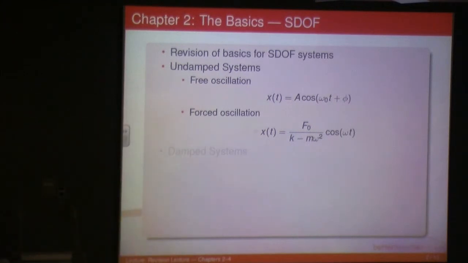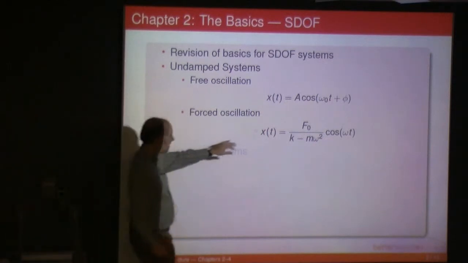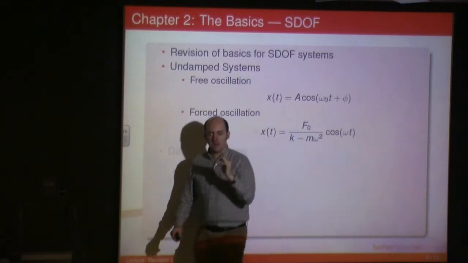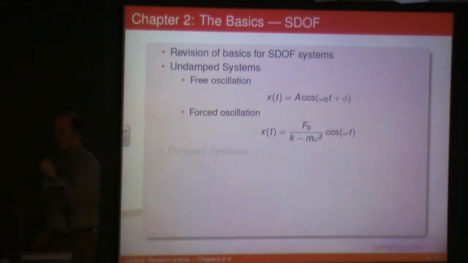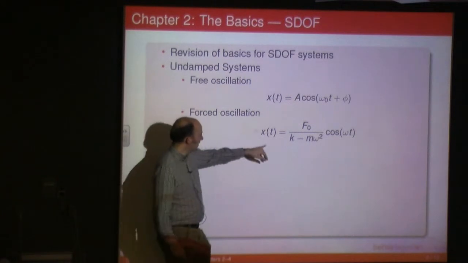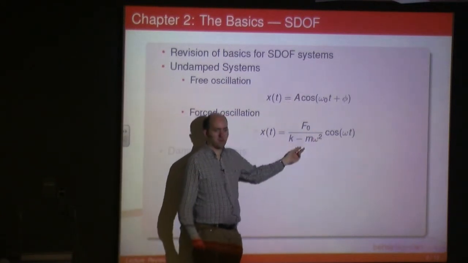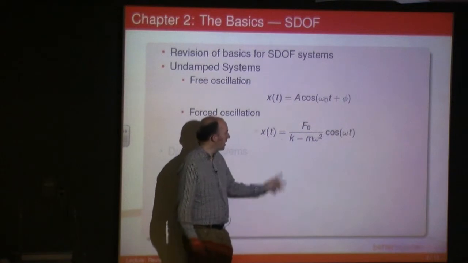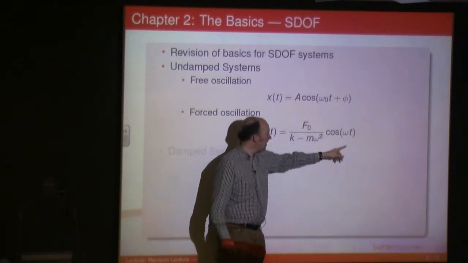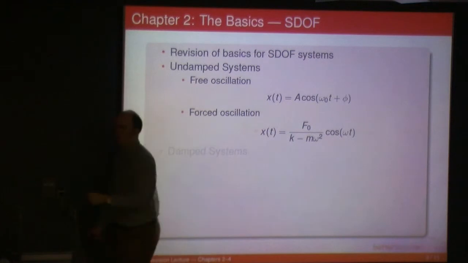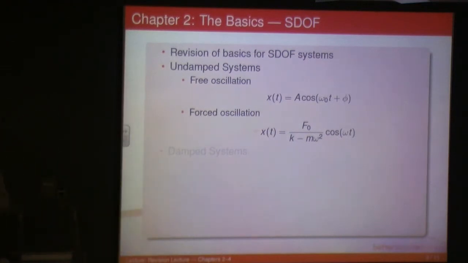The big difference between the free and forced oscillation is that with a free oscillation, your amplitude A and your phase angle phi are defined by the characteristics of the system and your initial conditions, initial conditions being the key part there. With forced oscillation, this is completely defined by the system and the force being applied. Notice omega naught is your natural frequency and omega is the forced frequency, the frequency of your choosing that you're forcing the system with. It's not the natural frequency.